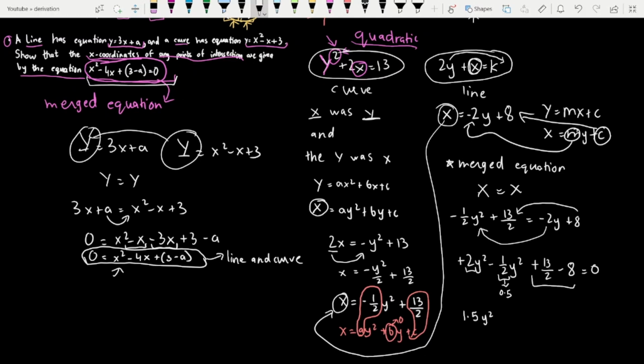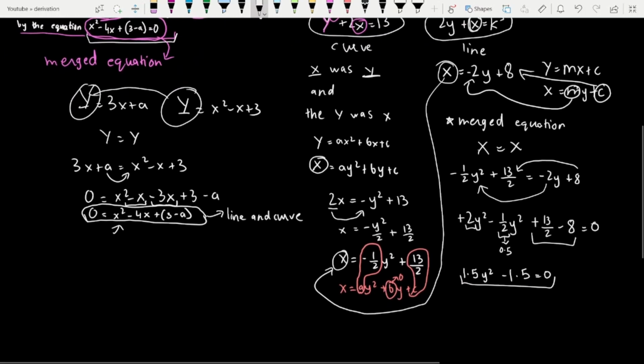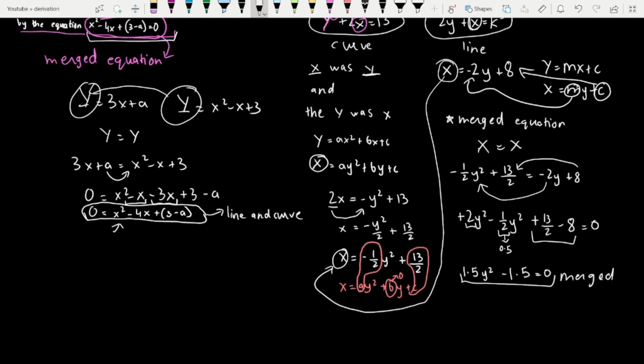And you can solve this thing out, so I'm going to do that on my calculator. 13 by 2 minus 8 is going to give you negative 1.5. Okay, negative 1.5, right? This doesn't have any other term with it. So we got this thing right over here. Now all we need to do is solve this. This is the merged equation, right? We were finding the merged equation. So we just need to solve it, and we know that solving the merged equation gives us our points of intersection.